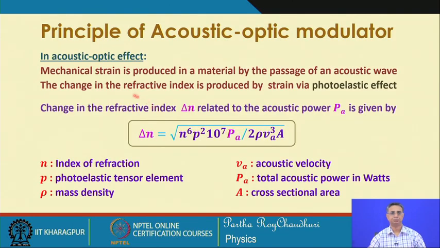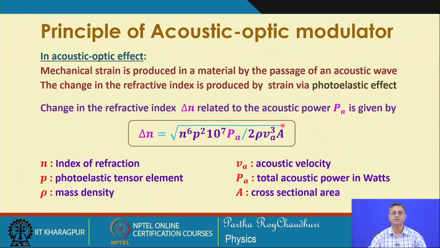So, the basic principle: let us remember that the mechanical strain which is produced by the passage of an acoustic wave creates a refractive index modulation via the photoelastic effect, and the peak change in the refractive index, that is the maximum change, the modulation depth delta n, is related to the acoustic power by this. We will see how we get this relation.